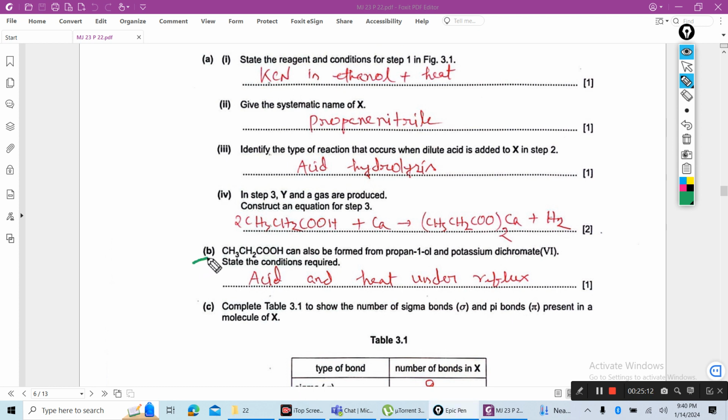Number B, propanoic acid can also be formed from propan 1-ol. Propan 1-ol is a primary alcohol. Primary alcohol goes to carboxylic acid with potassium dichromate. State the condition required. Acidified potassium dichromate. So acid is needed, and heat under reflux. That means heat in a closed system; heat under reflux is one heating apparatus.